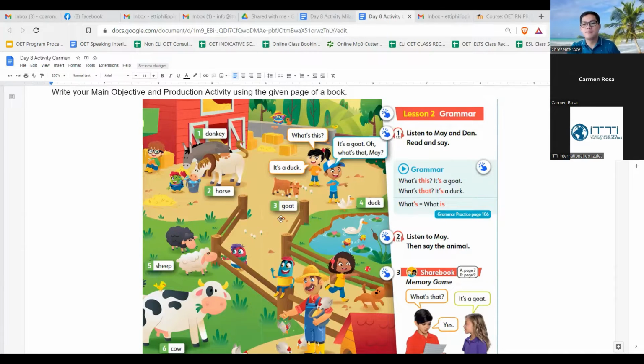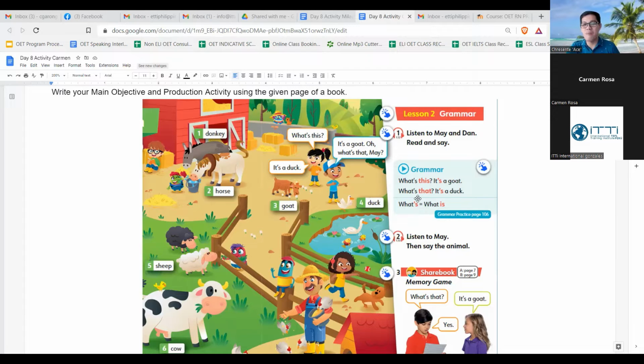I think how to ask and answer a simple question. No, the grammar focus here is just this and that, the one in red. What is this? What's that?